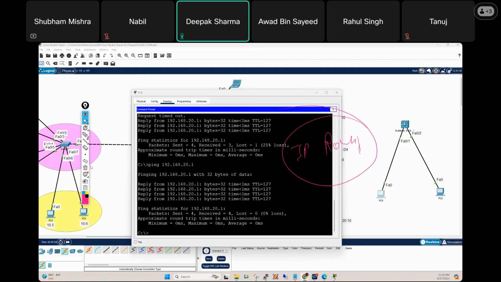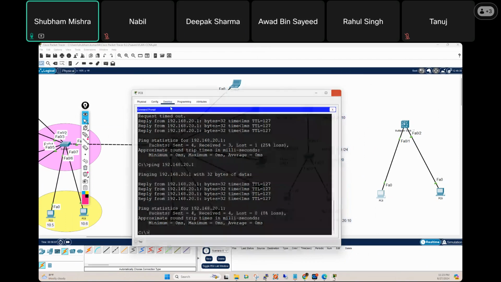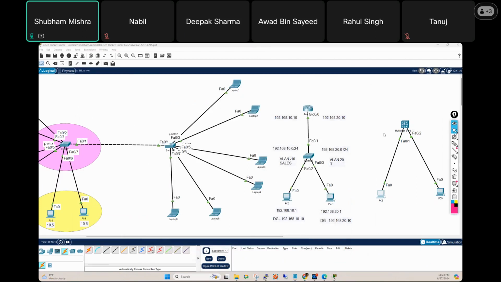But in a router, it is enabled automatically, because a router is a layer 3 device. So by default, it is enabled. Now this is your task, guys. Everyone, you have to perform these two labs in your Packet Tracer also. Clear?